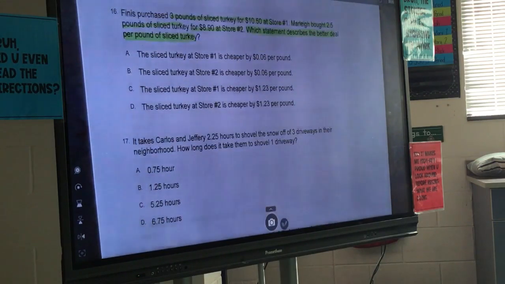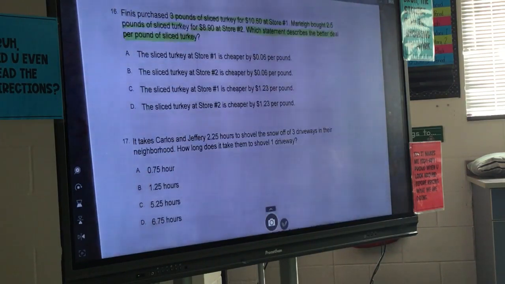The questions, they're not like answers. There's two parts you essentially have to find the unit rate for. So that makes it a two-step question. And then when it says which statement describes the better deal per pound of sliced turkey, that actually makes it a 3-step problem. So that is why we are going over this problem. Even with calculators, without calculators, you do need to know how to solve this problem.